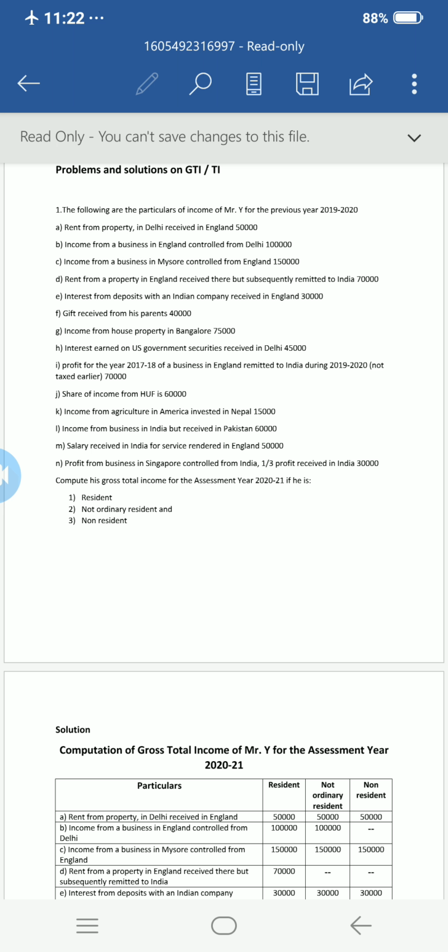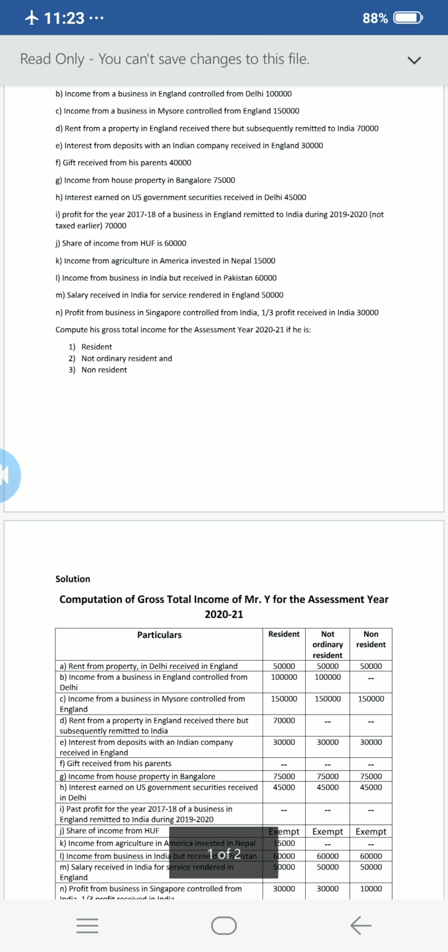income. Next, interest from deposits with an Indian company received in England, rupees 30,000. See, it is an Indian income because interest from deposits with an Indian company is received in India. If income is earned in India, or income is received in India, it is an Indian income. So Indian income is always taxable for each, for everyone, rupees 30,000.